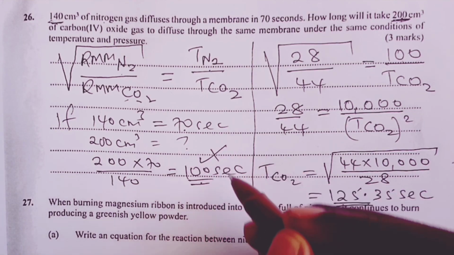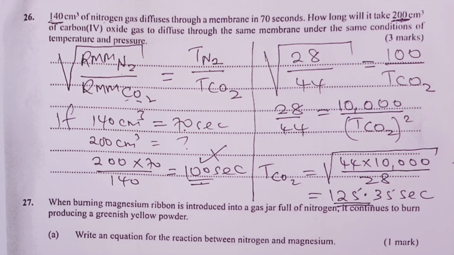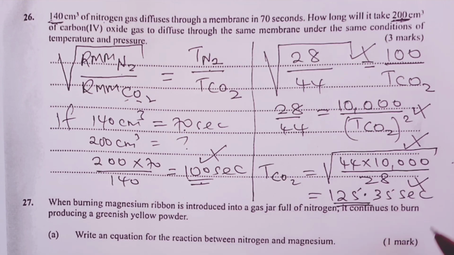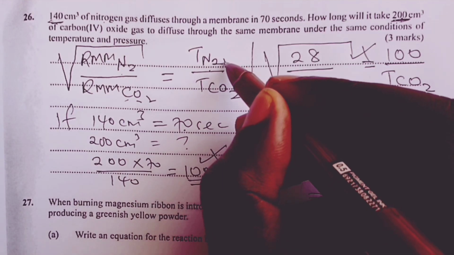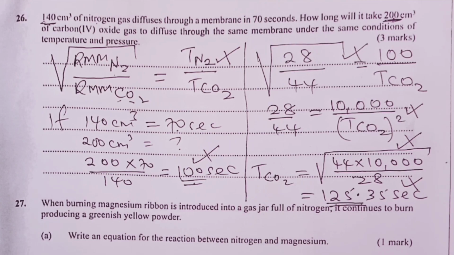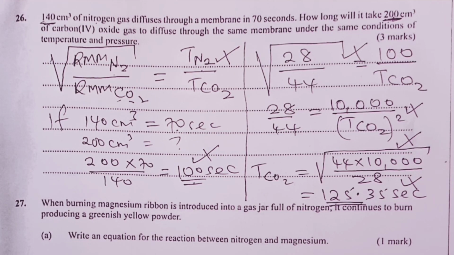Half a mark for equating the volumes, half a mark for putting in the values, half a mark for squaring both sides, half a mark for the root, half a mark for the final answer. And finally, we shall award a half a mark for determining the correct relation to use. Those are 3 marks for that question.